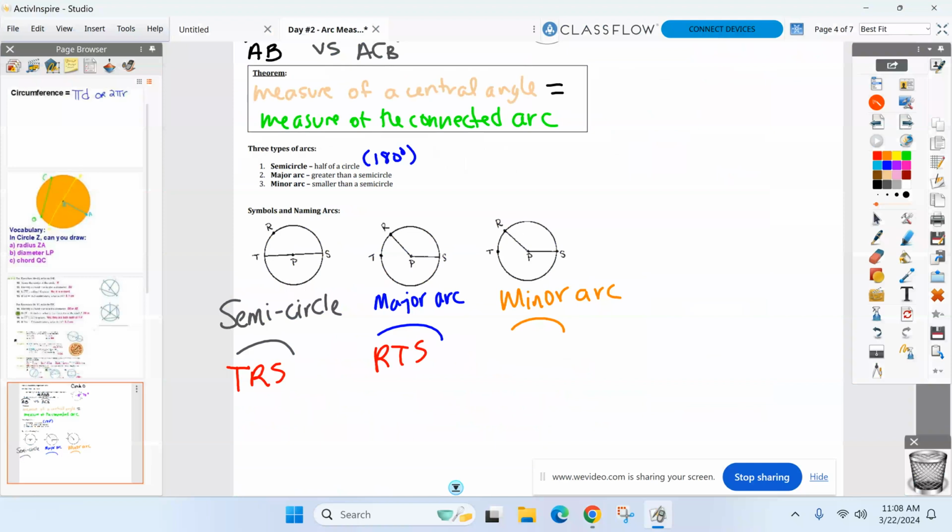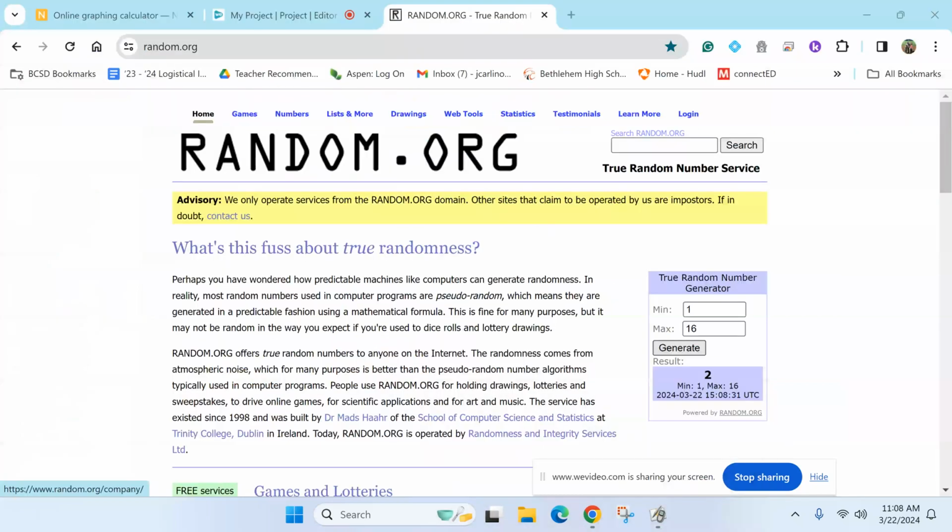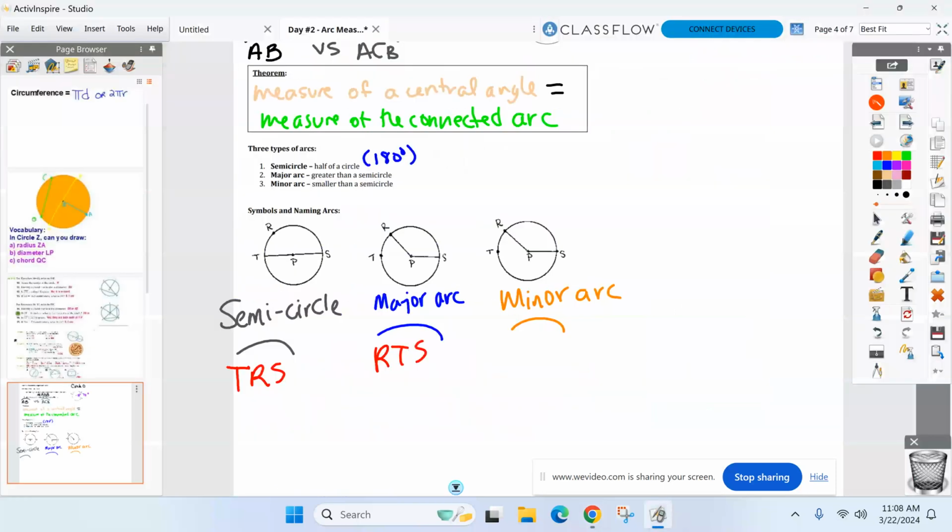You're good. And then how about my minor arc here? Minor arc. Oh, Ian, good job. Good talk. How about ones? Will? RS, thank you. If anybody had RT, TR, SR, all acceptable. No other questions there on the types of arcs.